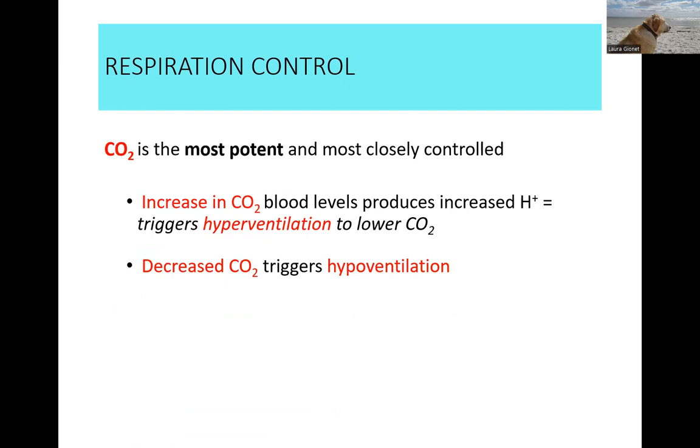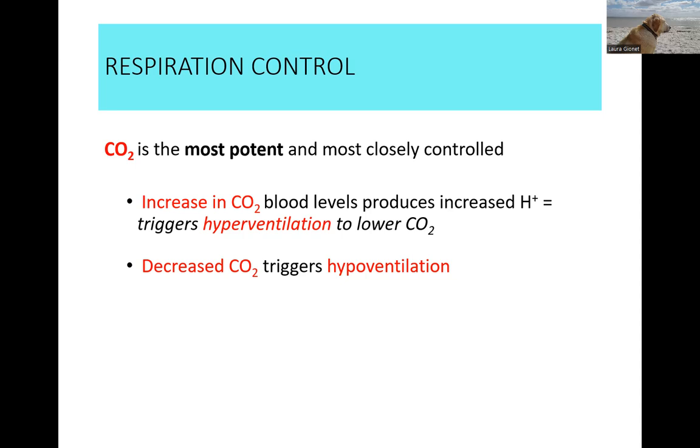Okay, respiratory control. CO2 is the most potent and the most closely controlled because it produces those hydrogen ions. I mean, it's a waste product. Increased CO2 levels produce more hydrogen ions as per the carbonic acid cycle. And when that happens, if the pH is going down, the response of the medulla oblongata is to increase your respiration rate, so you can blow off some of that carbon dioxide and thus elevate your pH back to a normal range.